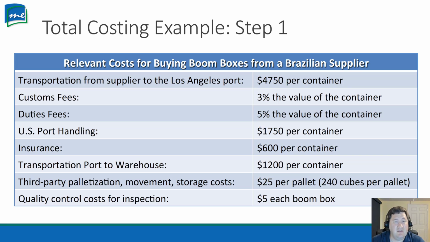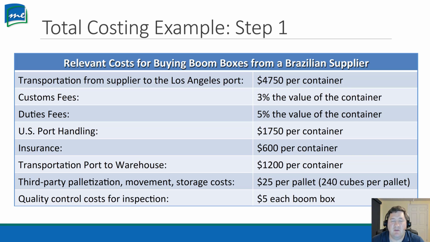Then the port has got to handle that container, move it around, put it on a truck, take it off the boat, all that kind of stuff. So they're going to charge you $1,750 for that per container. Insurance. If anything happens, it's good to have insurance, right? There's probably thousands of dollars of product in there. So to insure it, it's going to cost you $600 per container.